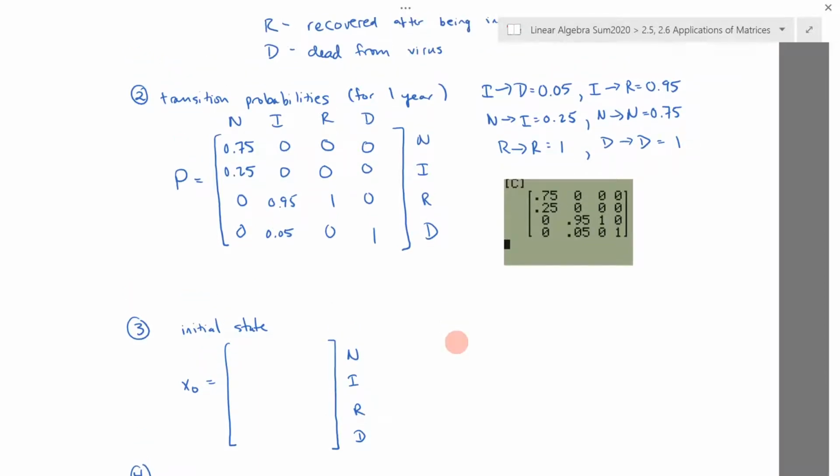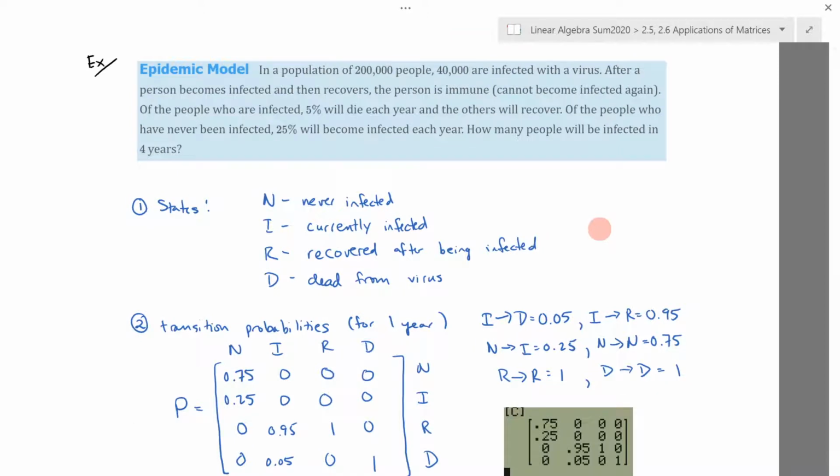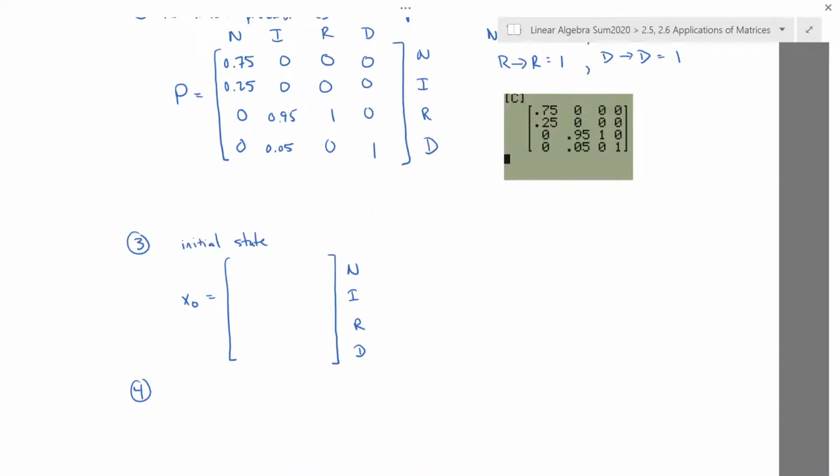Okay, so what is the initial state? Well, it says the total population is 200,000, and out of those 200,000, 40,000 are infected. Right, so 40,000 are infected, and the total population is 200,000. Because this is the initial state, we're going to assume that no one has recovered yet, and then no one has died yet, right? So that means the remaining people should be never infected. So there should be 160,000 of those, right?